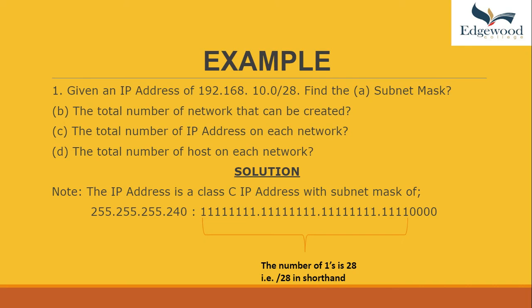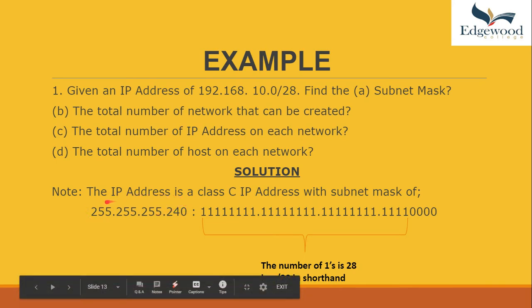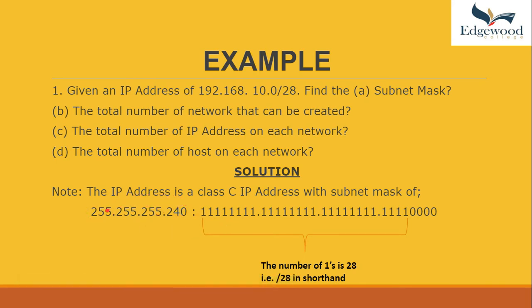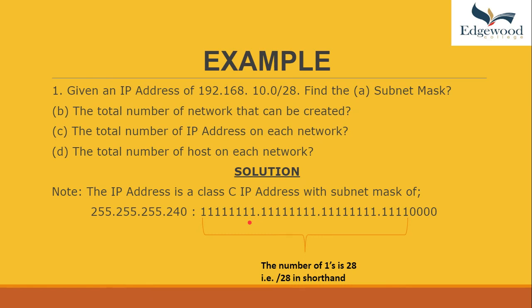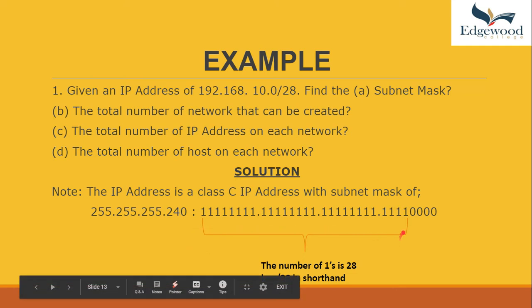Now look at it on your board here, and look at how we've broken this decimal number system into binary number system. 255 is 8 bits of ones. The same 255 again is 8 bits of ones. The same 255 again is 8 bits of ones. And this 240 is 4 bits of ones and 4 bits of zeros.